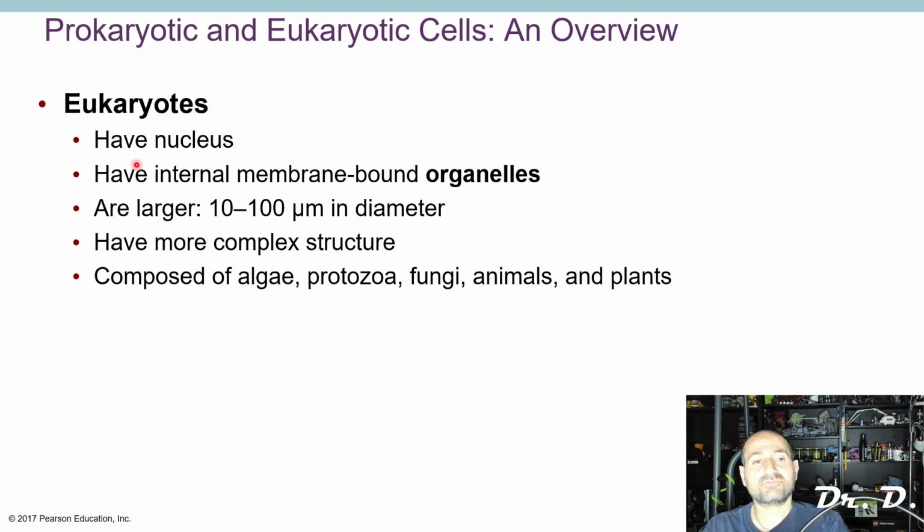Eukaryotic cells have a nucleus. That means our chromosomes are surrounded by an envelope, a membrane, if you will. It's actually a double membrane called the nuclear membrane. And then we do have internal membrane-bound organelles. For example, like I said, the nucleus is the main membrane-bound organelle. Then you can have the endoplasmic reticulum, the Golgi apparatus, mitochondria.